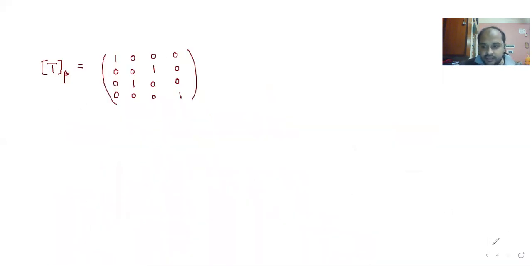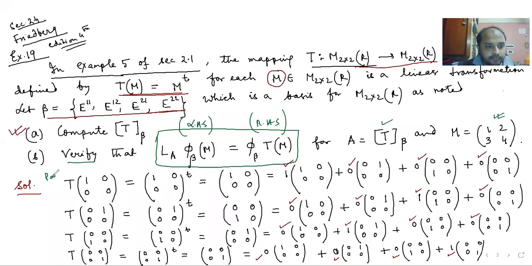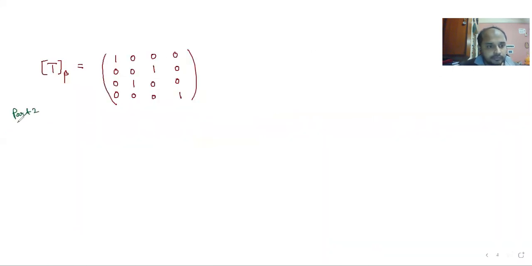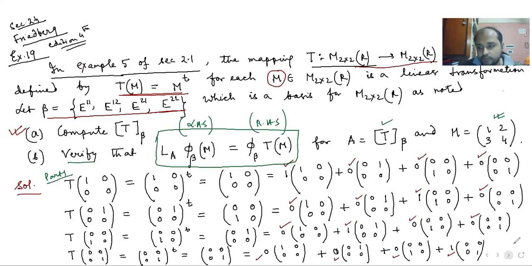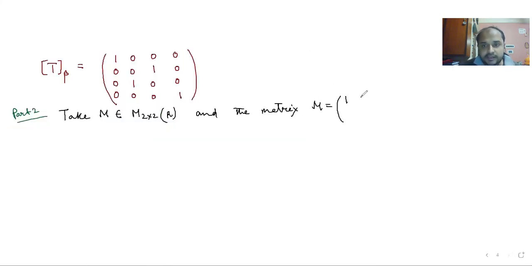This is our part 1. Let us solve part 2. Okay. So take the matrix M from M2 cross 2 of R, and the matrix is given as 1 2 3 4, because it is a 2 by 2 matrix. 1 2 3 4.